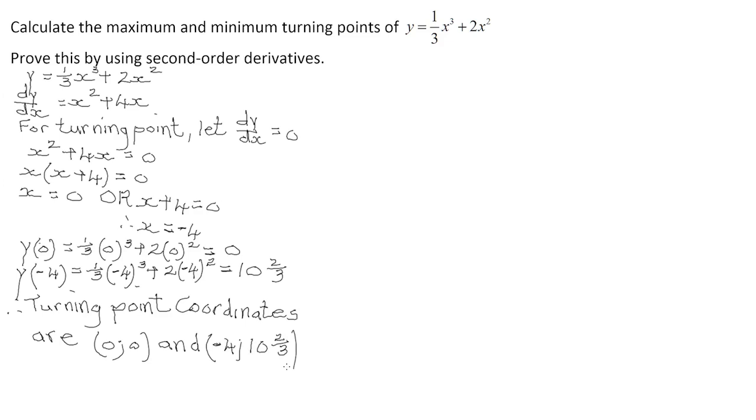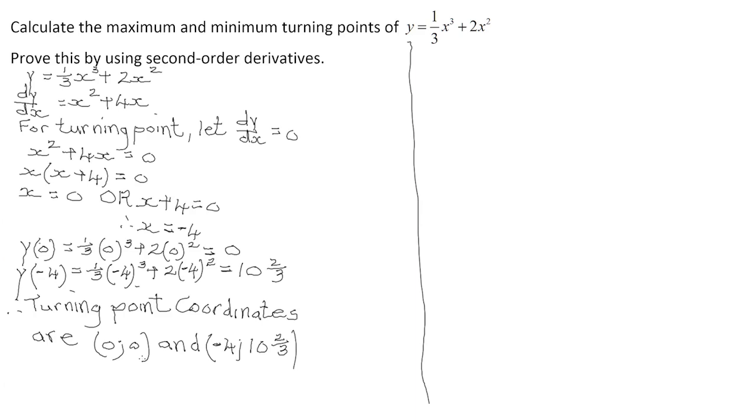Right now we have answered the first part of this question. We have our turning point coordinates. Now one of these coordinates is a minimum and the other one is a maximum. So in other words, that's where the second part of our question comes into play. We need to now, by using the second derivative, determine which one is minimum and which one is maximum.